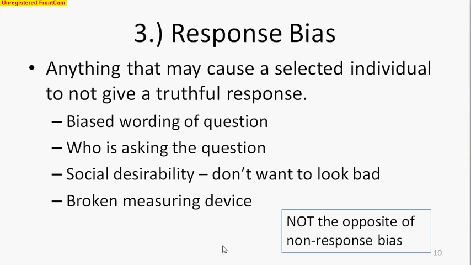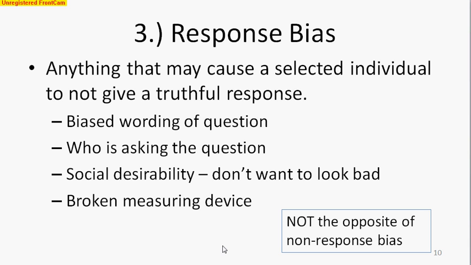All right, the third thing that we're going to talk about in terms of what can go wrong is called response bias. First off, I put in the bottom corner here, note that this is not the opposite of non-response bias. It's actually something completely else, so don't confuse the two. Now, response bias is anything that may cause a selected individual to not give a truthful response. So, again, response bias: the response from a selected individual is not true.